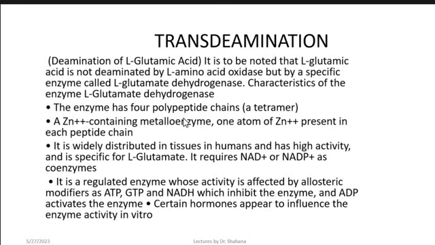This enzyme has 4 polypeptide chains, a tetramer, and it is a zinc-containing metalloenzyme. One zinc atom is present in each peptide chain, and it is widely distributed in human tissue. Highly active enzyme, and it is basically specific for L-glutamate. And it also requires NAD or NADP as coenzymes.